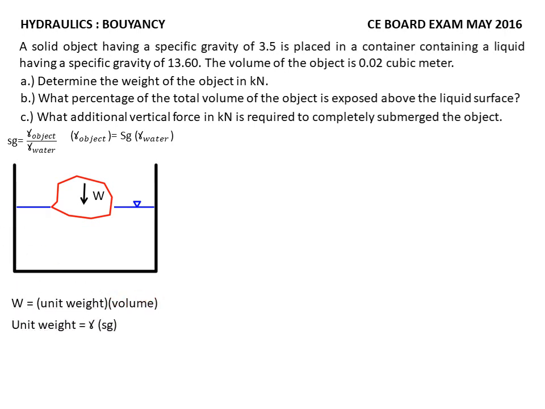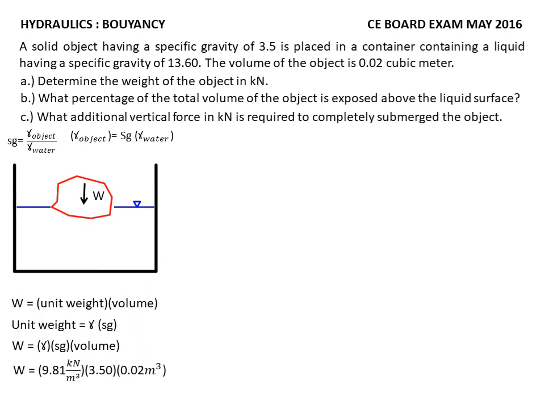So what is unit weight? Again, from the definition of specific gravity, unit weight is equal to the unit weight of water multiplied by the specific gravity of the object. So weight is equal to the unit weight of water multiplied by the specific gravity of the object, multiplied by the volume.